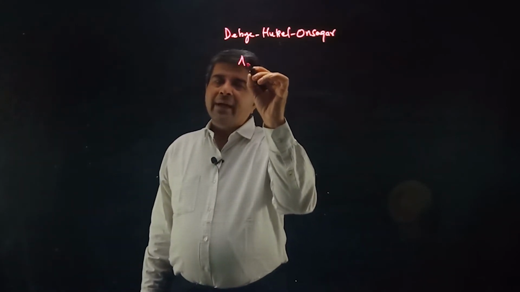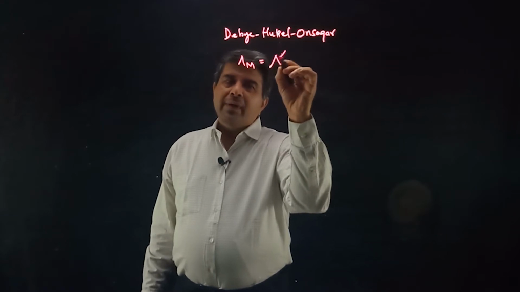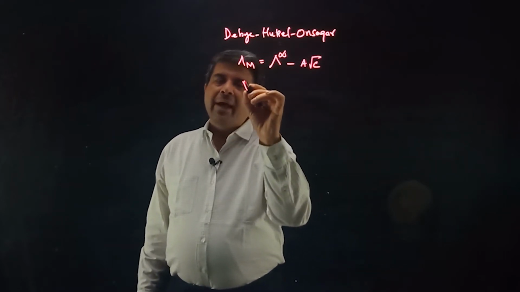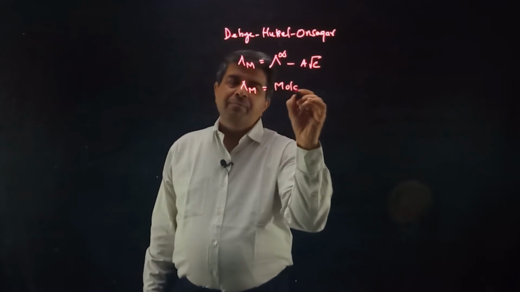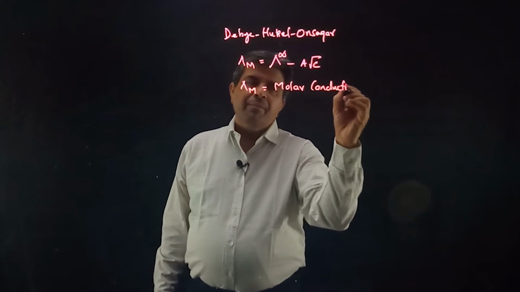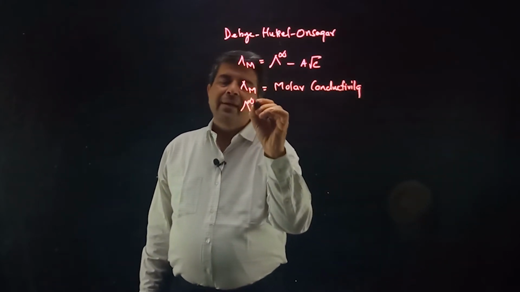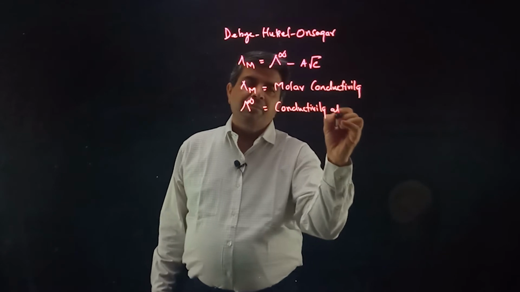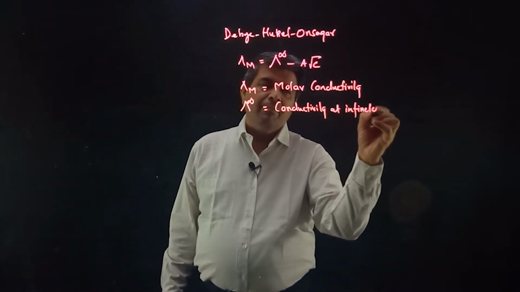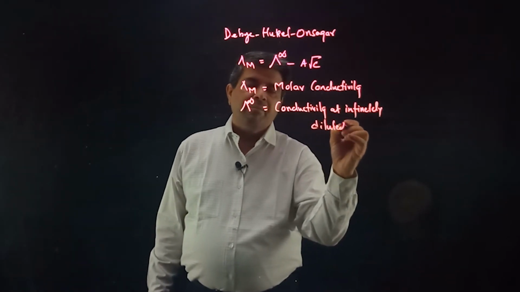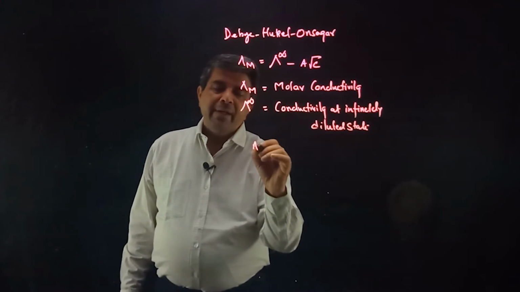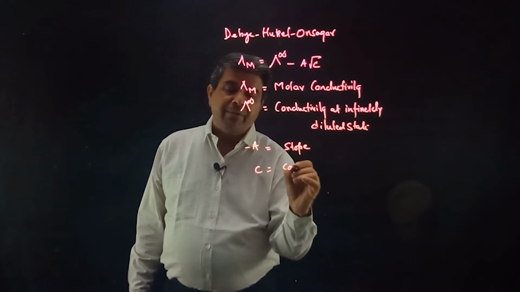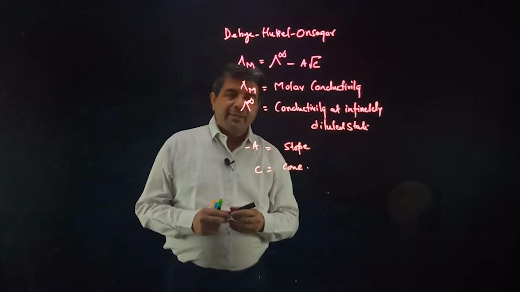related as molar conductivity is equal to conductivity at infinitely diluted state minus A under root C, where lambda m is molar conductivity, lambda infinity would be conductivity at infinitely diluted state, and minus A would be slope of the line, and C is concentration. So these are the basic terms in the equation.